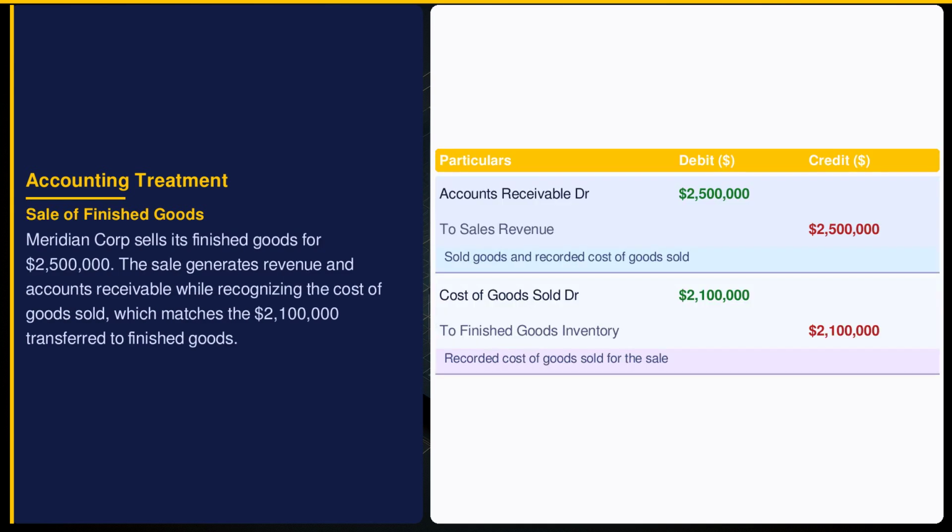Recording both sales revenue and the cost of goods sold is a dual entry crucial under ASC 330. While revenue of $2,500,000 boosts the income statement, the $2,100,000 cost impacts net income, ensuring profitability is accurately reflected.